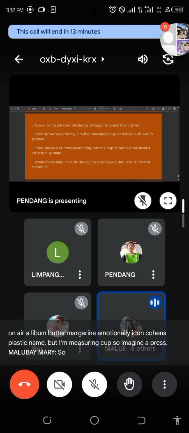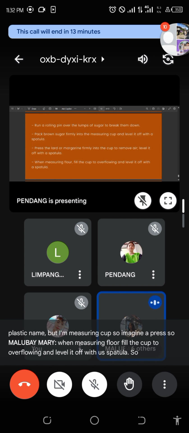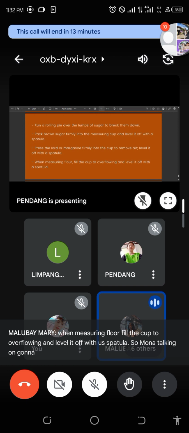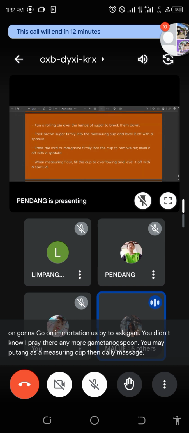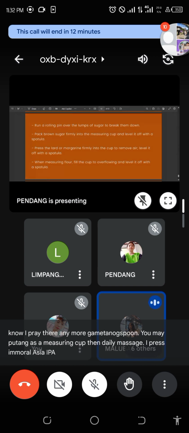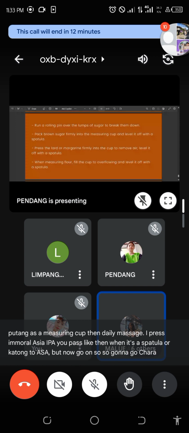So, when measuring flour, fill the cup to overflowing and level it off with a spatula. So, mao na to kong ingon nga, kanang, kuhaon, imo rin siya butngan sa taas, paitaas gani, pwede rin mo gamitan ng spoon, imo ibutang sa measuring cup, then dili na nimo siya i-press, imo rin na siya iba, pa-slide dan gani sa spatula or katong taas sa kanang kutsara.